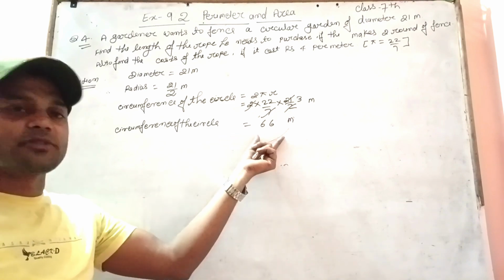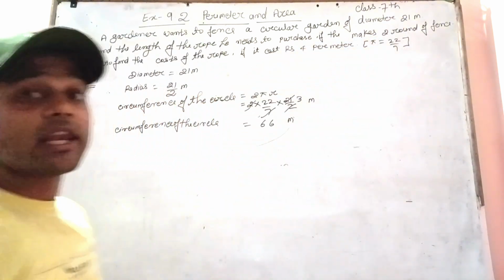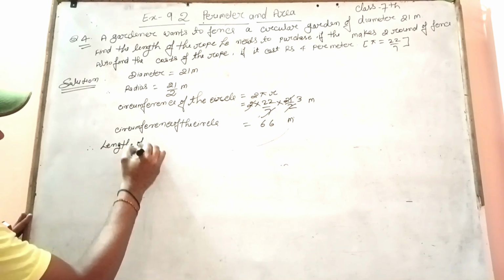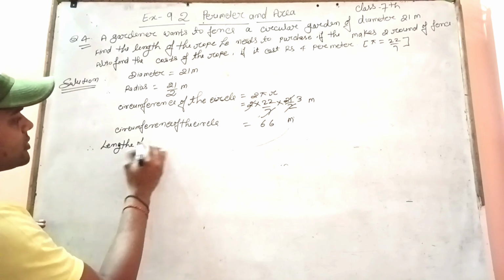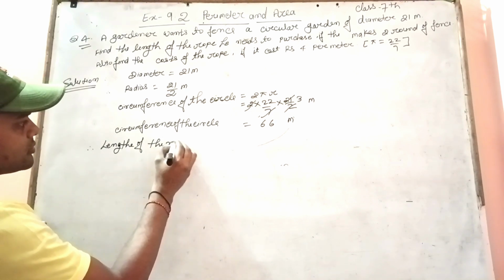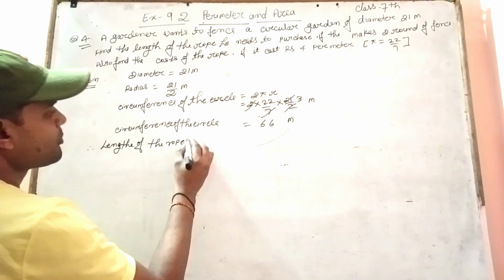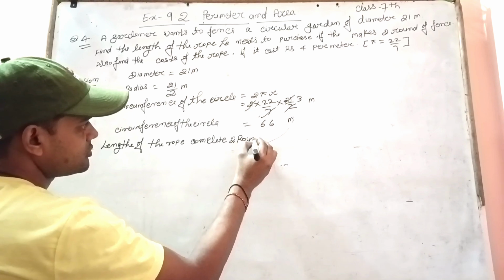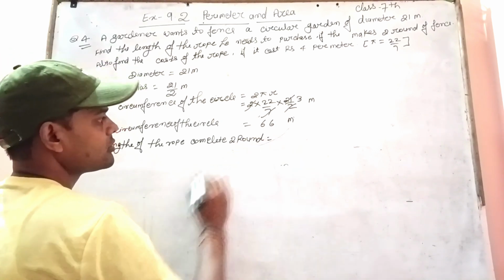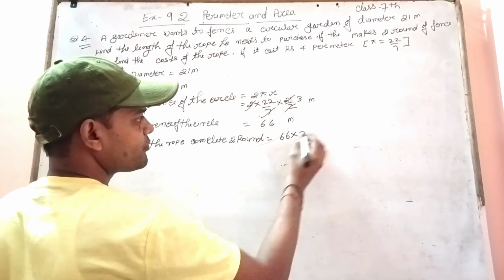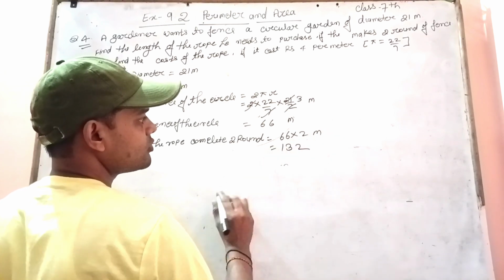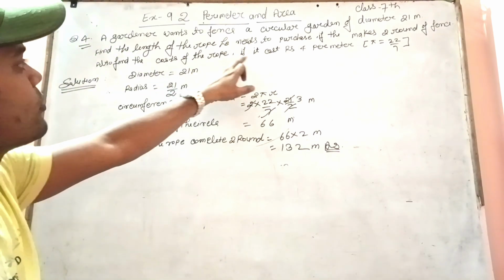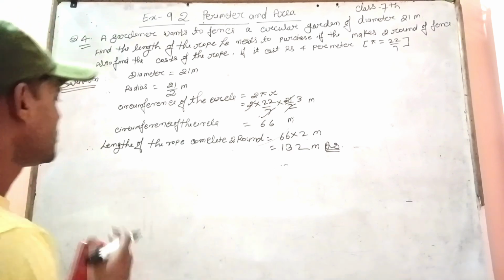First complete round is equal to 66 meter. Then he needs to purchase for 2 rounds, the length of the rope. Therefore, length of the rope for complete 2 rounds is equal to 66 into 2 meter, is equal to 132 meter. Answer. And cost of rope: 1 meter is equal to 4 rupees per meter.